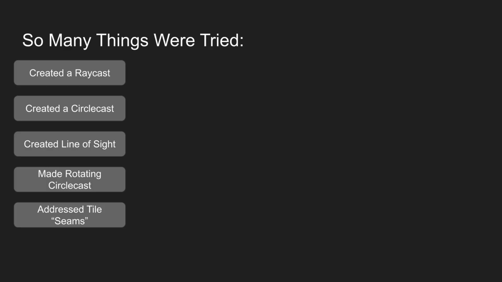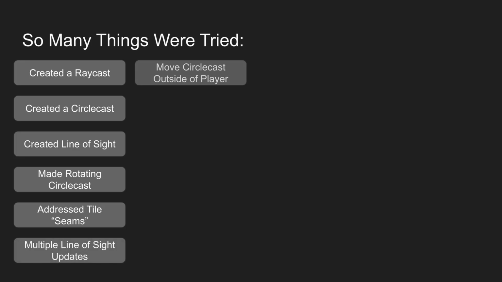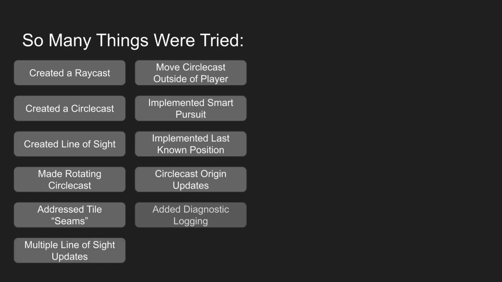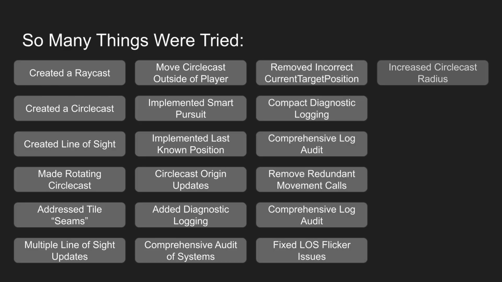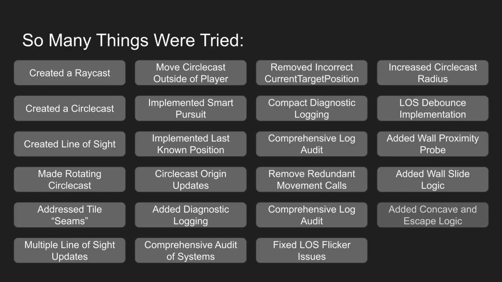So we went back to tiles as being a problem, and then multiple line of sight updates that we just kept doing, and then more and more. Honestly, we probably put in about 50 different changes over time, trying to fix all the different things that we wanted to see go away.